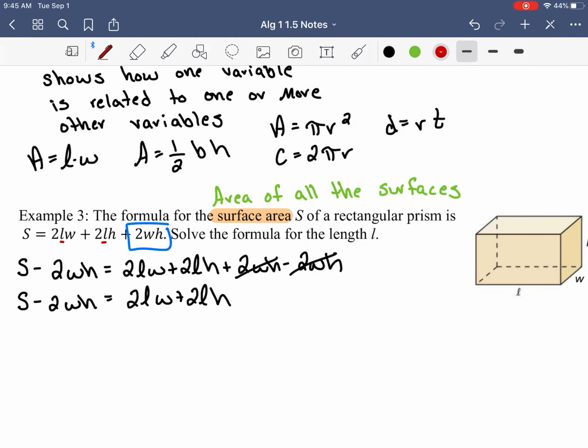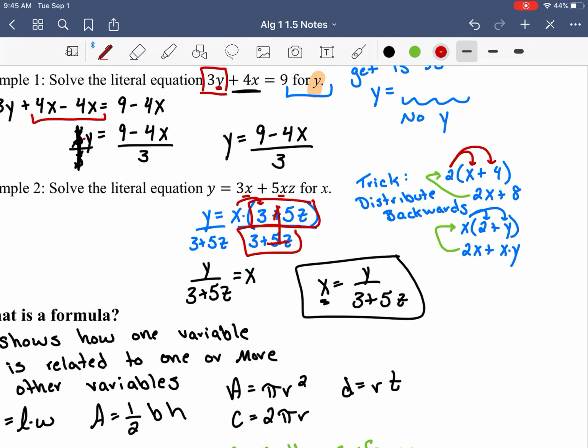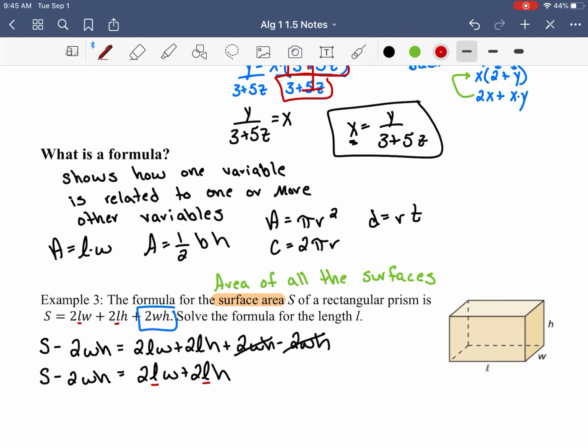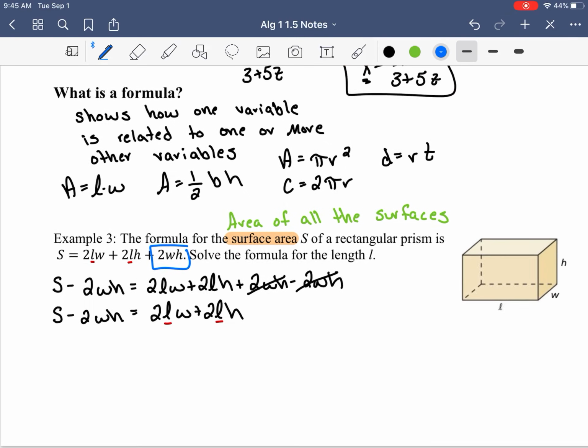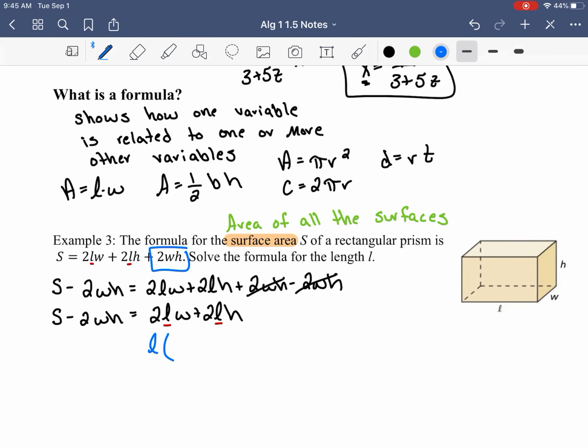But again, both of these still have an L. So I'm going to use our trick from up here. We're going to distribute backwards since both of those have an L. I'm going to write it as one single L and then figure out what goes here. So L times what is going to get me 2LW? Well, I'm going to need a 2 and a W, plus L times what is going to give me 2LH? Well, I'm going to need a 2 and an H. And then on this side, we still have the S minus 2WH. So we would divide both sides by this 2W plus 2H.